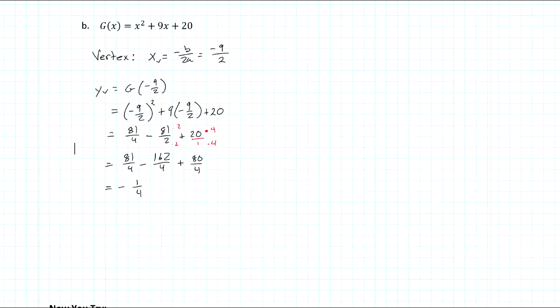So our vertex then, I'm going to put this in a table now. X, y. Let's put that negative 9/2, negative 1/4. Let's say this is our vertex. Now we're going to look for the y-intercept. We're going to say, what's g of 0? What happens if x is 0? G of 0 equals 20. So we'll have the point 0, 20.